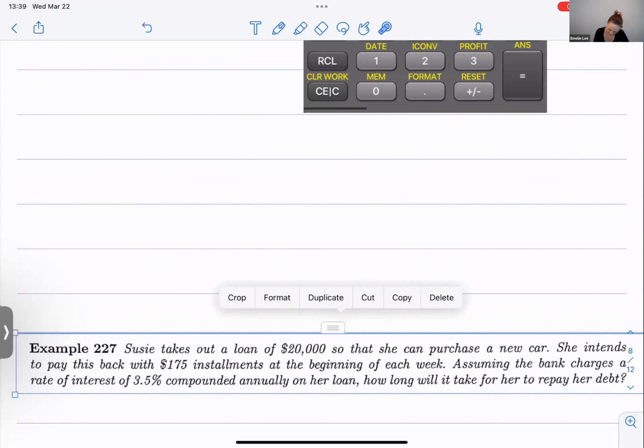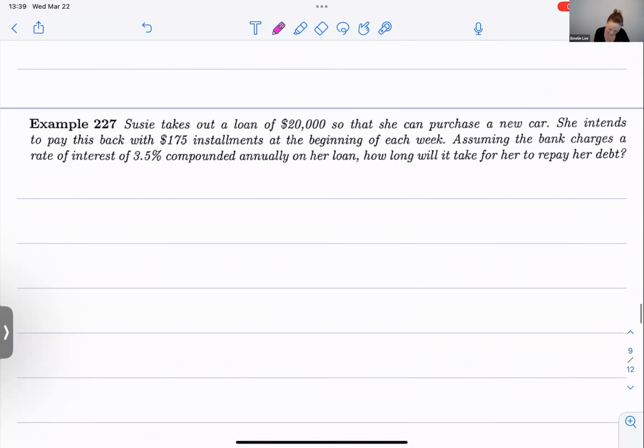Maybe I'll put it on a fresh page. I was debating, but there. Okay. We will solve by hand and using the calculator.